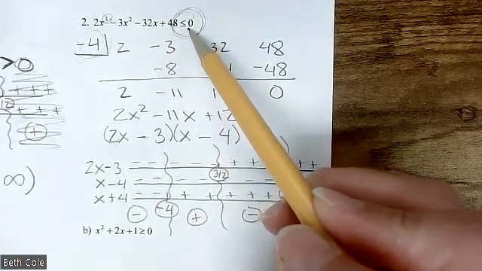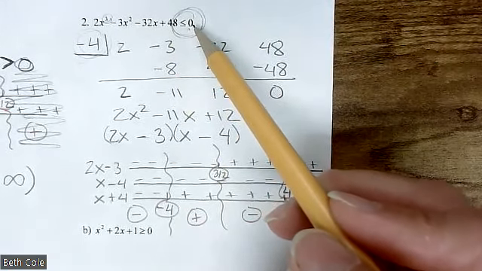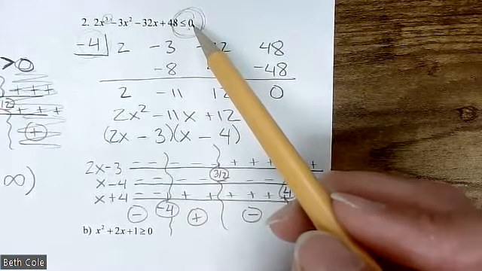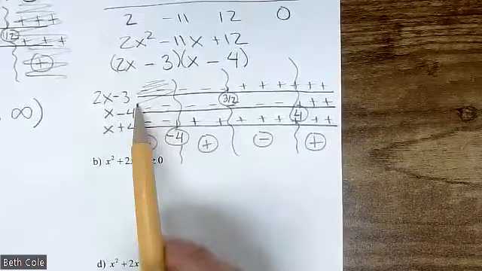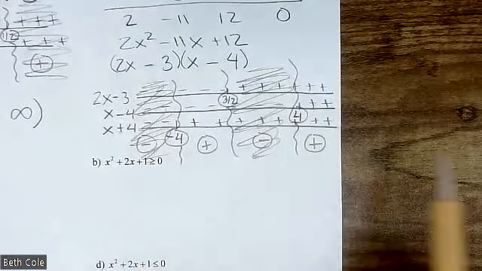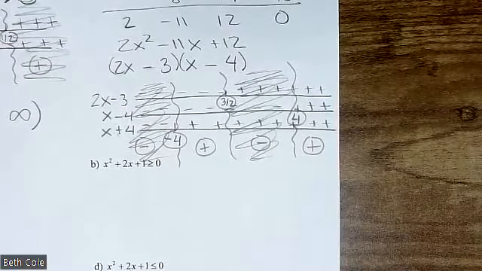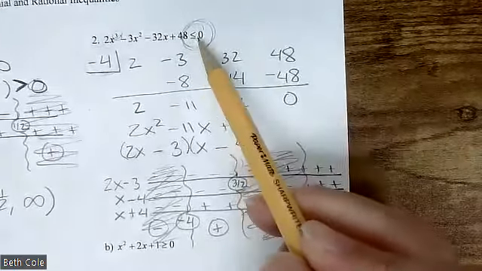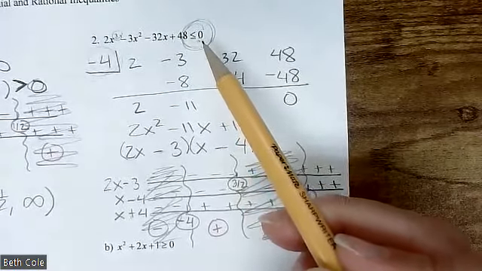What does this say? Less than or equal to 0. So do you want the positive sections or the negative sections? You want negatives. So that's this one and this one. And you want brackets on your numbers. Why is that? The line it's equal to, you're including them. Except for infinity, you can't bracket an infinity.